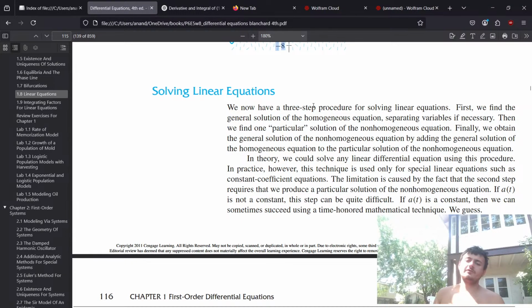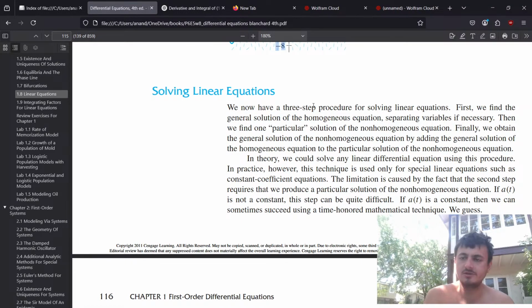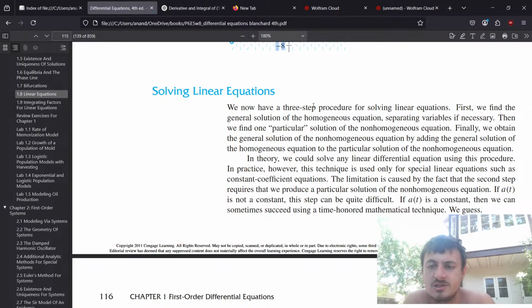Solving linear equations. We now have a three-step procedure for solving linear equations. First, we find the general solution of the homogeneous equation, separating variables if necessary. Then we find a particular solution of the non-homogeneous equation. Finally, we obtain the general solution of the non-homogeneous equation by adding the general solution and the particular solution.